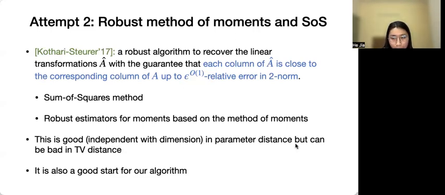But it is in parameter distance. So even if we have a very good estimation in parameter distance, it doesn't imply that it is good in TV distance. And we'll see in the next slides what the relation is between the parameter distance and TV distance. But this algorithm is a good start for our algorithm. They can recover the rotation matrix, and we can use this as a warm start and try to update this rotation matrix.